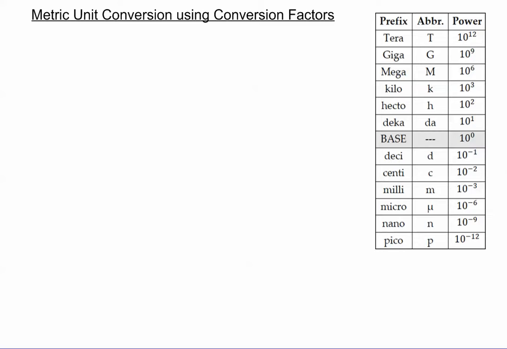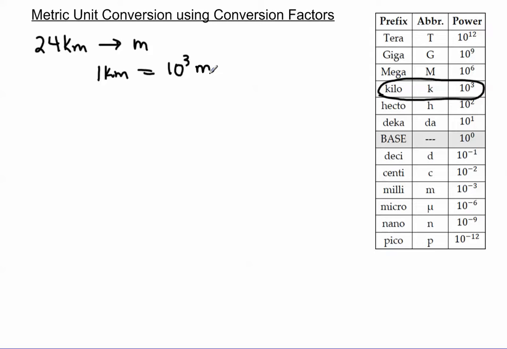So let's start. We're going to start with 24 kilometers, and we are going to convert this to meters. So if we look at our table, we can see that kilo means times 10 to the 3. So we have 1 kilometer that is equal to times 10 to the 3 meters. Now it doesn't matter what the base unit is. In this case I'm using meters, but that could be grams, that could be liters, it could be hertz, it could be any other unit, as long as we're using the prefixes correctly.